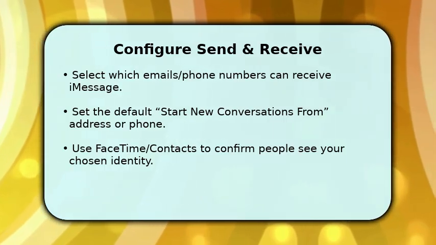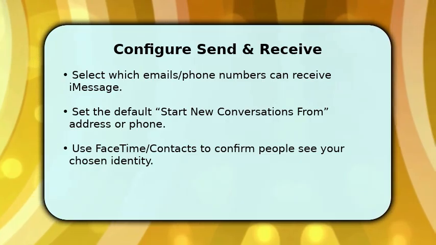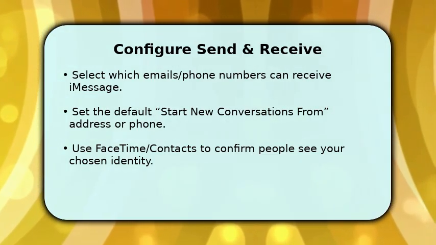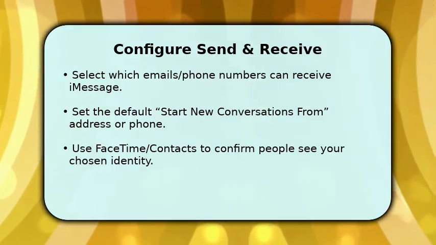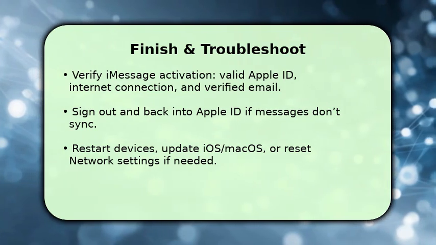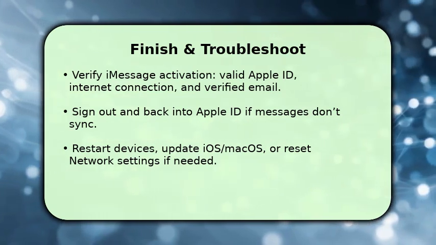Finally, test with a contact. Ask them what address shows so you confirm the configuration across devices. Finish by sending test messages from each device to ensure the email identity is used consistently. Check thread continuity on iPhone, iPad, and Mac.